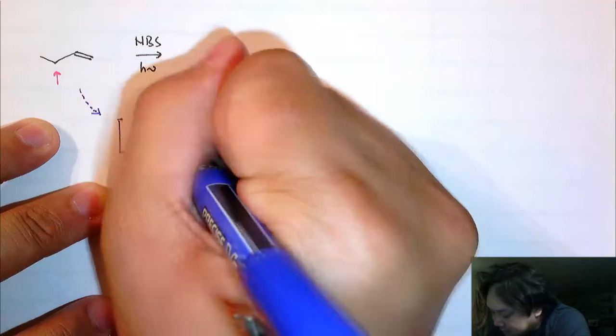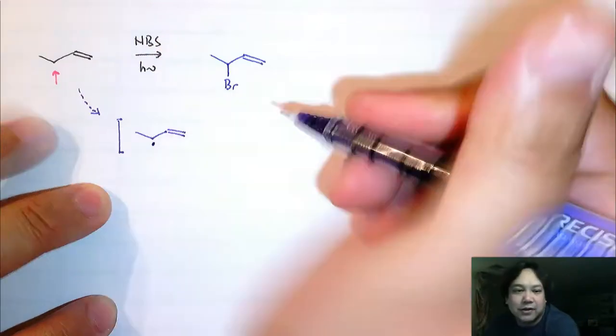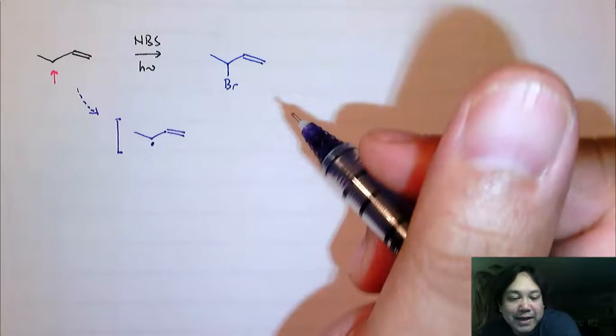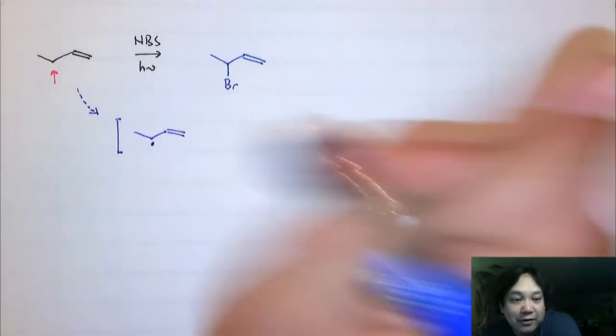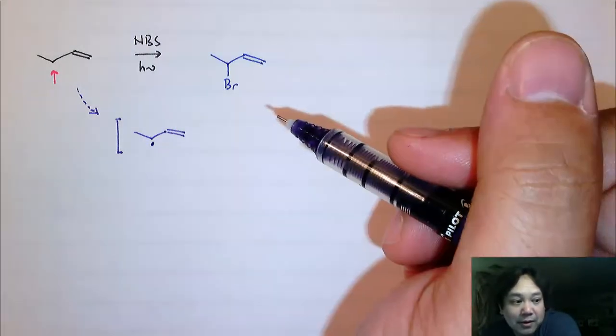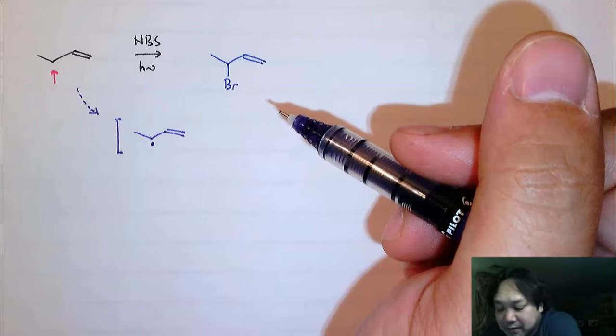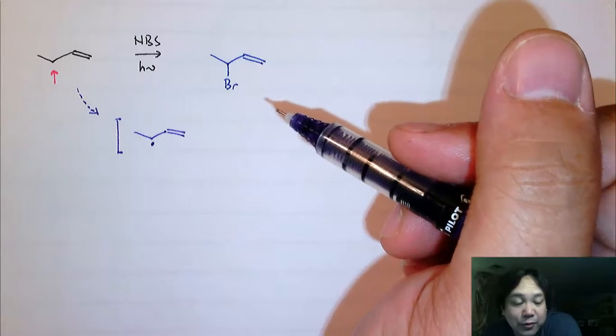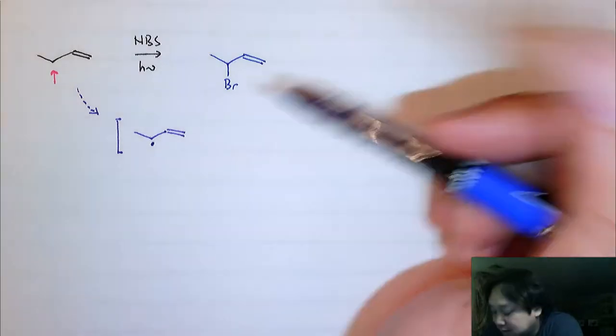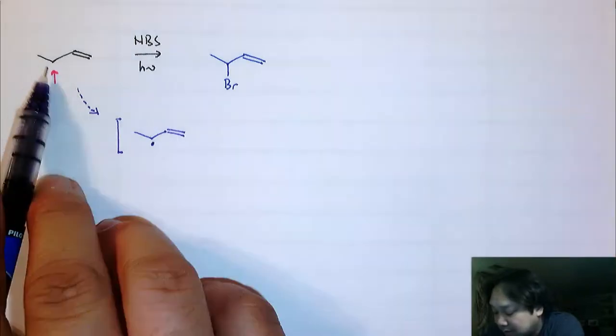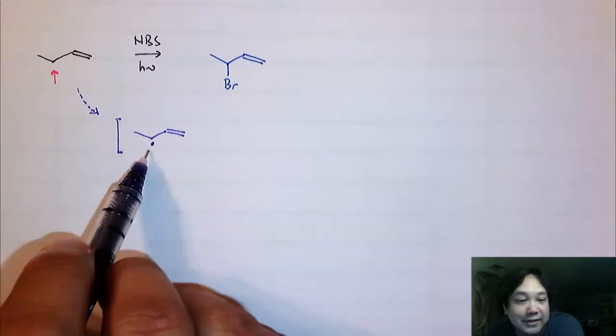So either on a scratch sheet of paper or underneath your problem, we're going to have this intermediate. I didn't really show yet with a mechanism how we got this intermediate radical, but when we talked about radical halogenation, we made the most stable radical. In this case, the most stable radical is going to be the secondary allylic.